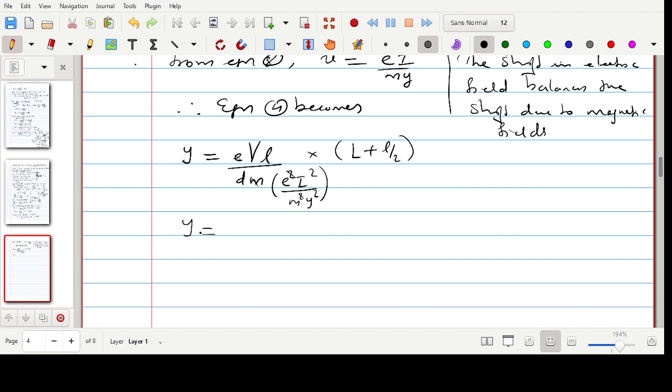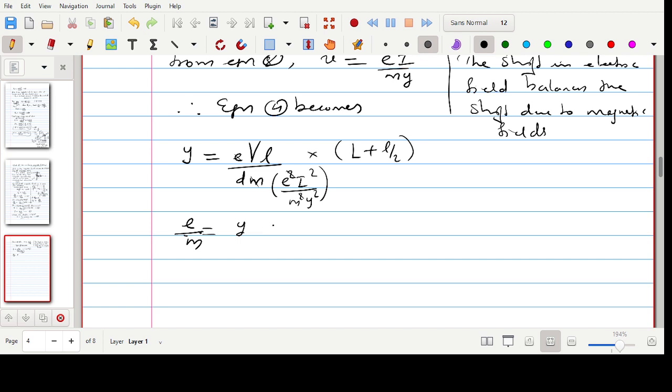This E by m I can take to left hand side. This y square will come in numerator and one y will cancel with this y. So I am taking this E by m to left hand side. One E by m will cancel with this one. So left hand side we are having E by m. Now this y square will go in numerator, and one y will cancel with this y. So here y will cancel.